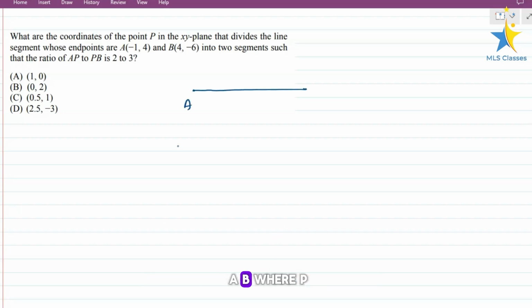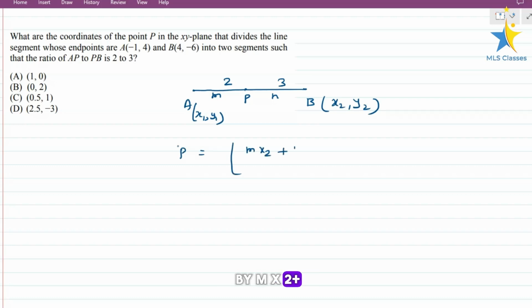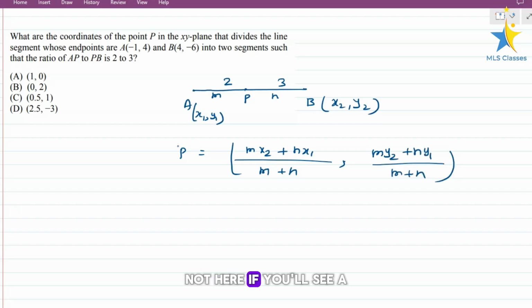Suppose this is the line AB where P divides it in the ratio of 2:3. So suppose this is m, this is n. Suppose coordinates of A are x1, y1 and coordinates of B are x2, y2. Then P is given by (mx2 plus nx1) divided by (m plus n), comma, (my2 plus ny1) divided by (m plus n). Now here, A is negative 1, 4, and B is given as 4, negative 6. That means we just need to put these values.